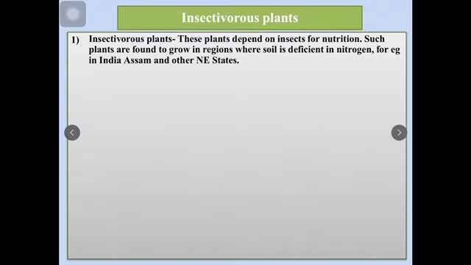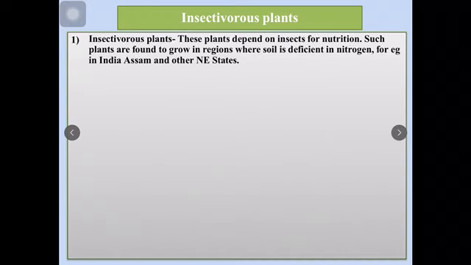So insectivorous plants are the plants which depend on insects for nutrition. Such plants are found in regions where the soil is deficient in nitrogen, for example in India, Assam and other northeastern states. They want nitrogen, so they eat insects. Insect bodies are completely made up of proteins, so the plants digest the protein and get the nitrogen from those insects.